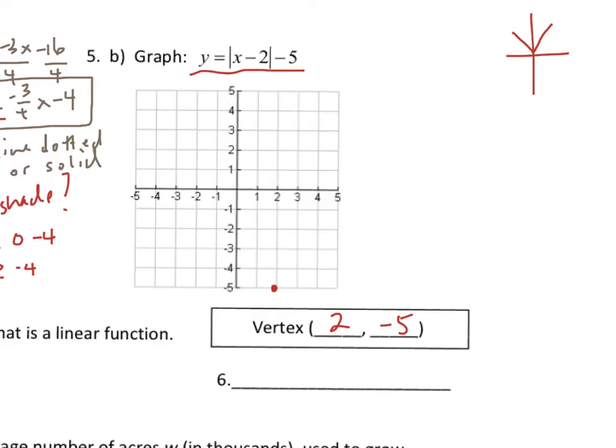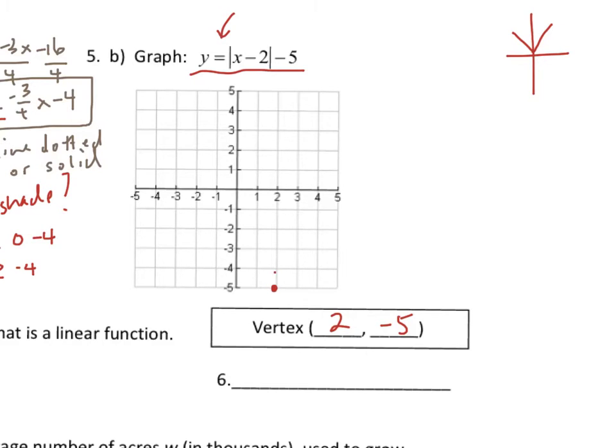From there, I look at the number in front of the absolute value bars, and that's the slope on either side. If that number is positive, the V faces up. If that number is negative, the V faces down. If that number is 1, my slope on either side of the vertex is 1 and negative 1. If that number is 2, the slope is 2 and negative 2. This one's just 1. There's nothing there, so it's 1.